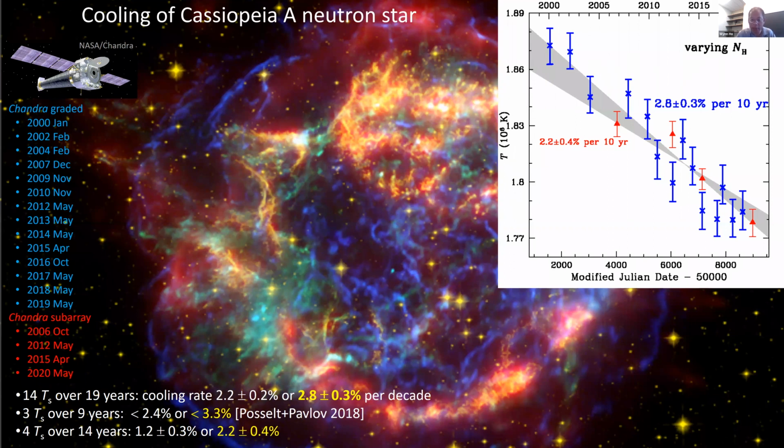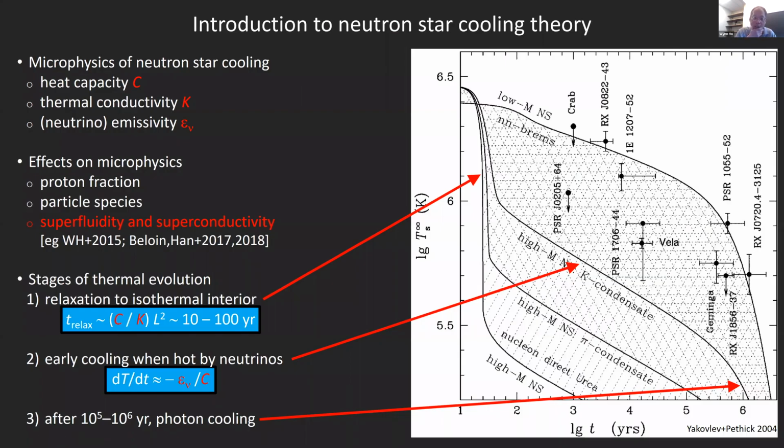So this is the first half of my talk, on just the observations. Now I'm going to move on to the cooling theory: what do these observations imply about cooling theory, and what can we learn about neutron stars, and basically superfluidity and superconductivity, from this measured cooling rate? Okay. No questions? Okay. So this is going to be a very brief introduction to neutron star cooling theory.